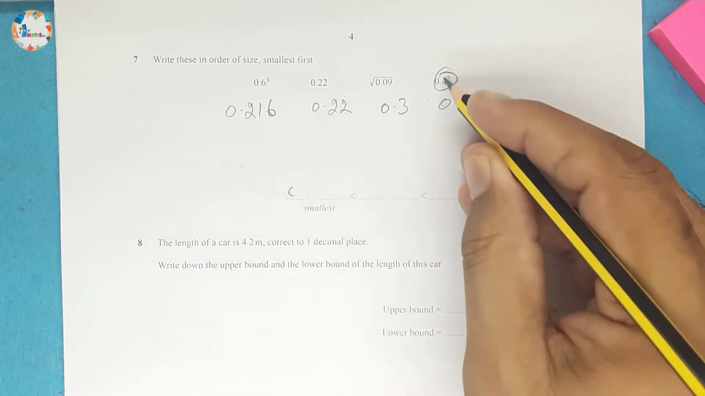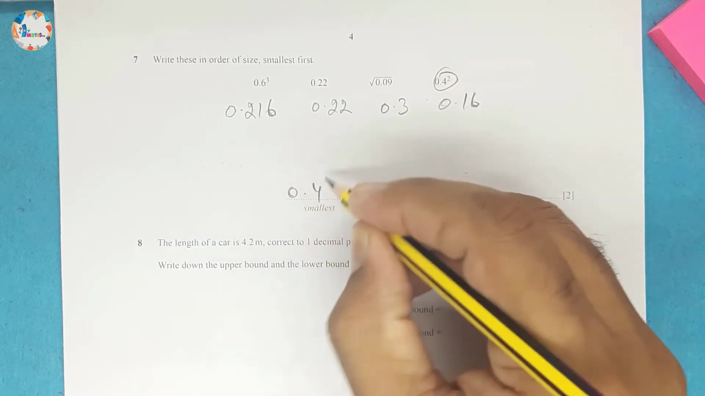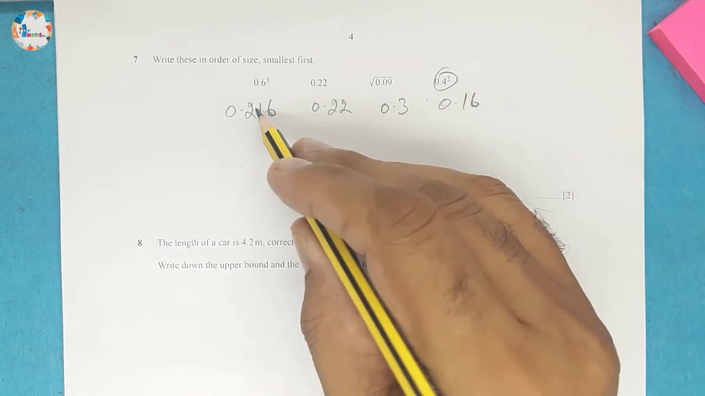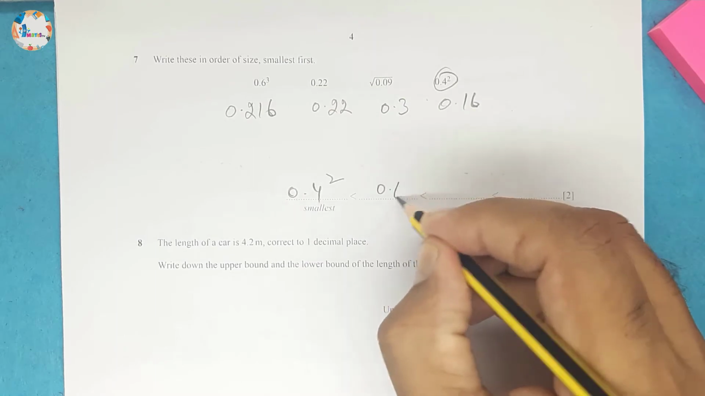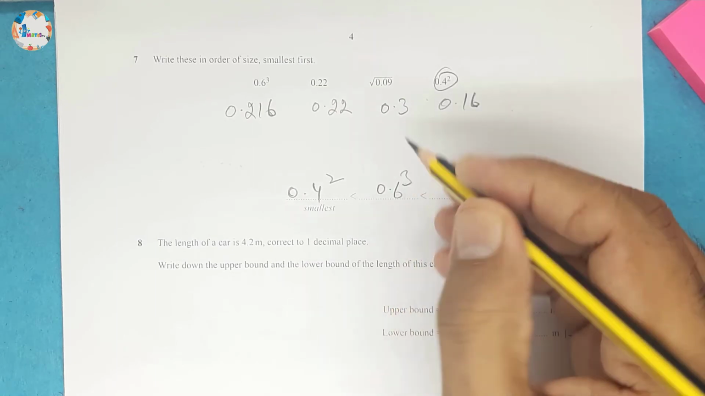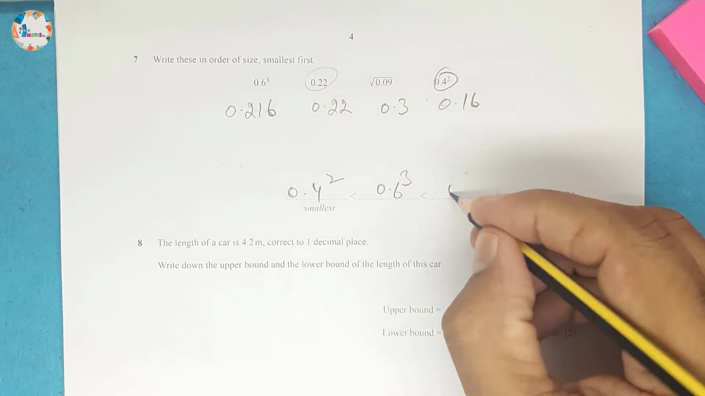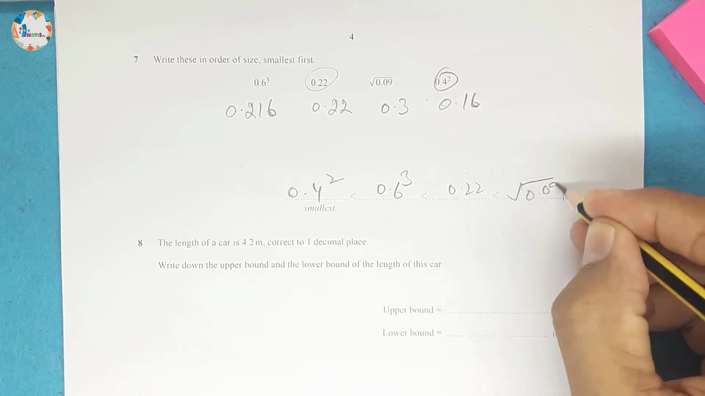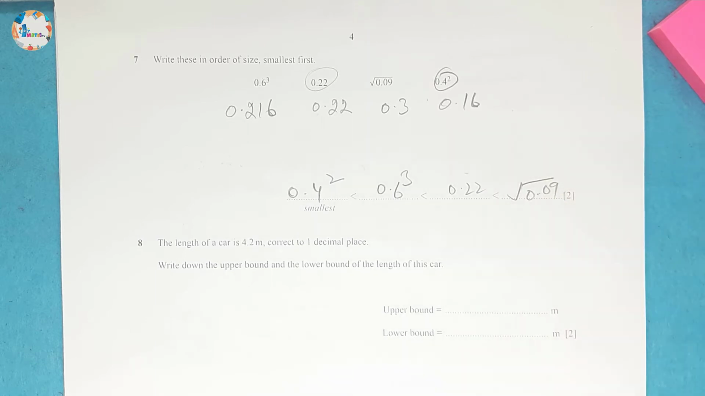Now if we check, the smallest one is 0.4 squared. Then after that comes 0.6 cubed, which is 0.216. Then comes 0.22, and the last one is root of 0.09. So this will be the answer.